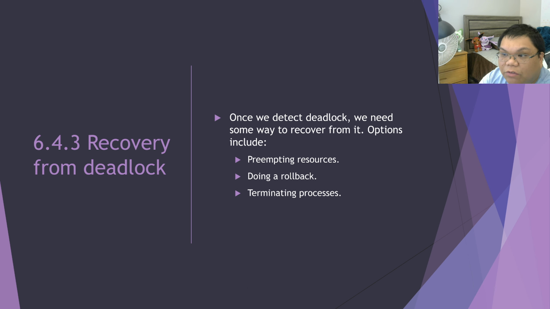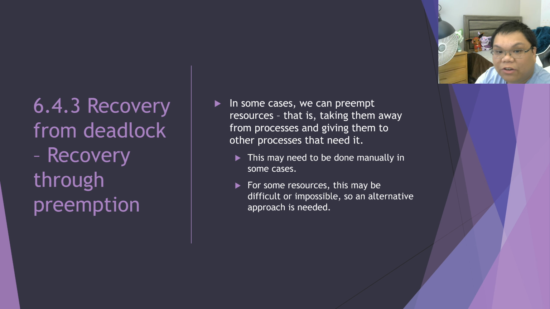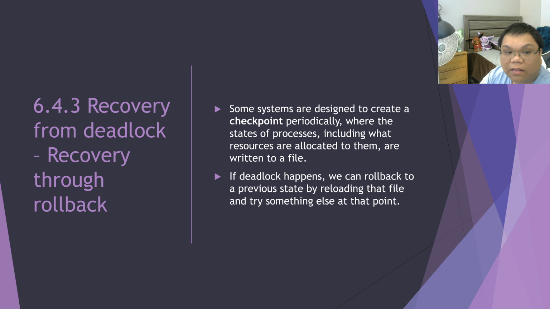Well, now we need some way to recover from deadlock. Once we detect deadlock, we need some way to recover from it. And there are a few options for that, and they all have their own downsides. The first thing we can try to do is to preempt resources. We can take away resources from processes and then give them to other processes that need those resources. In some cases, we might have to do that manually, and for some resources, this is downright impossible. So in that case, we may need an alternative approach.